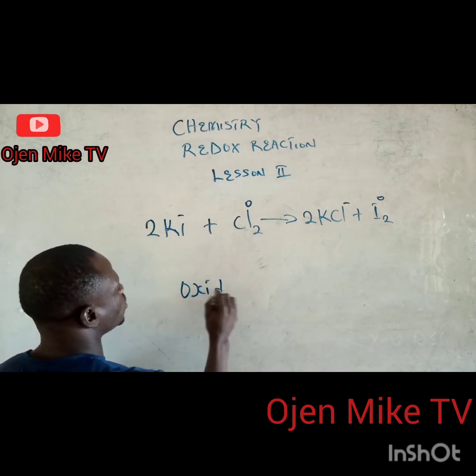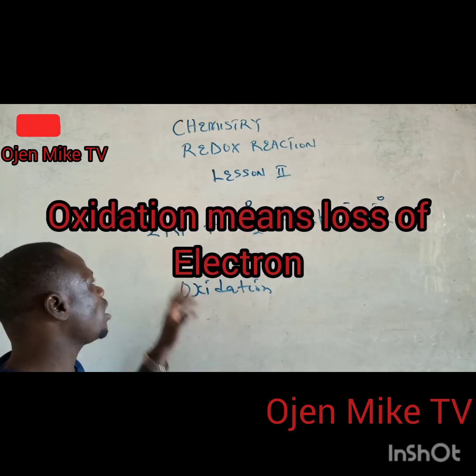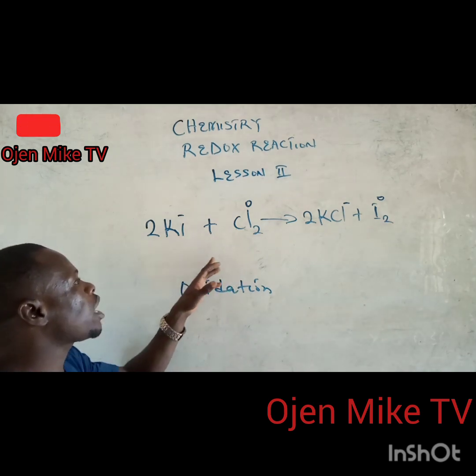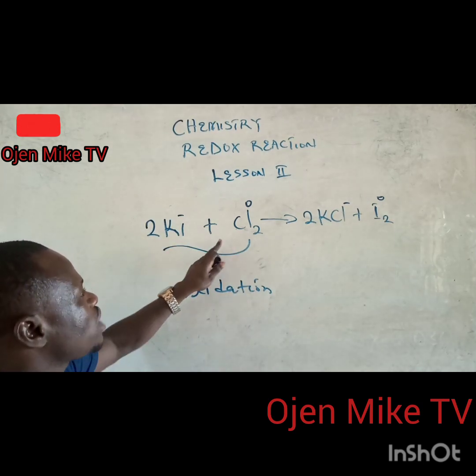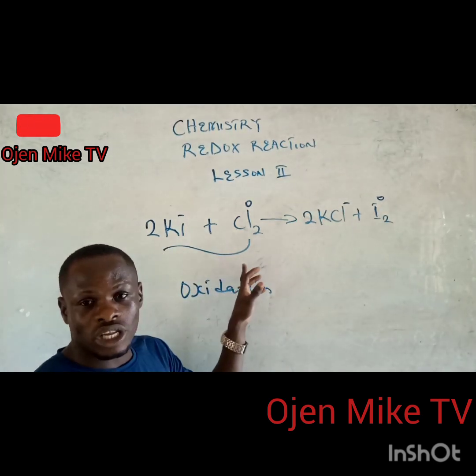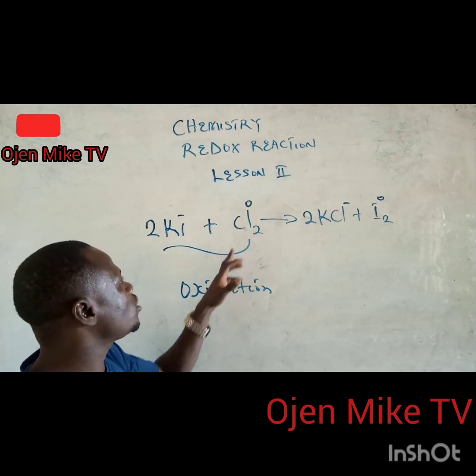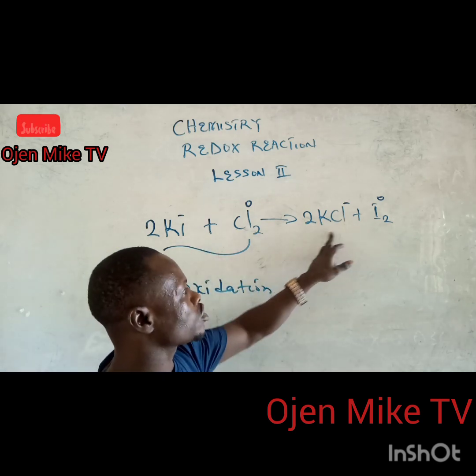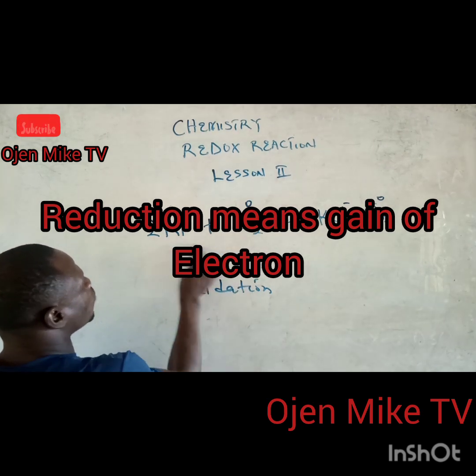I told you that oxidation is a loss of electrons. And in the first video, I told you that when the oxidation number of the reactant is lesser than the oxidation number of the product, it means that the compound or element undergoes oxidation. When the oxidation number of the reactant is bigger than the oxidation number of the product, it means that it undergoes reduction.